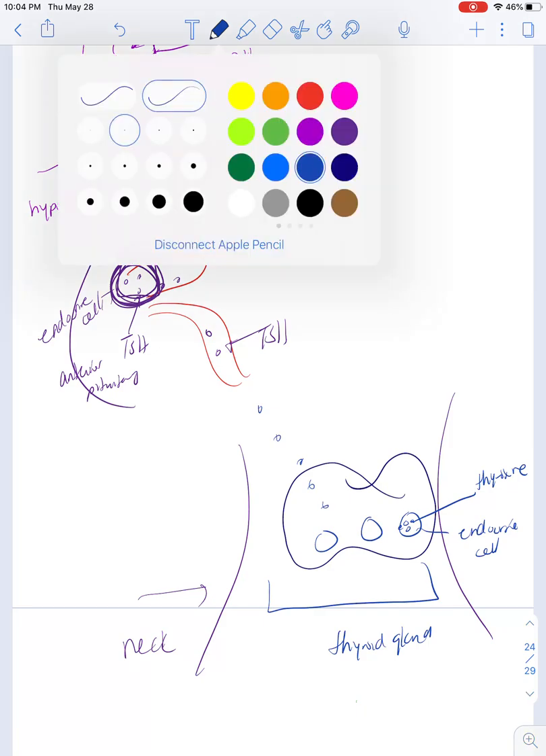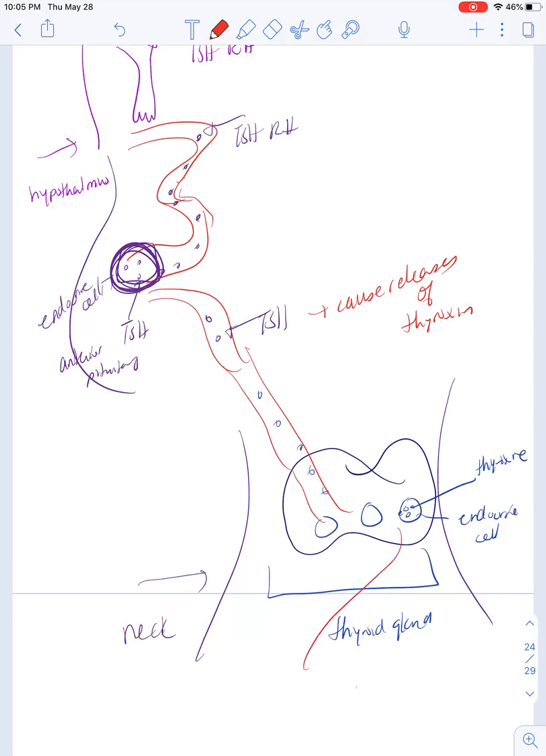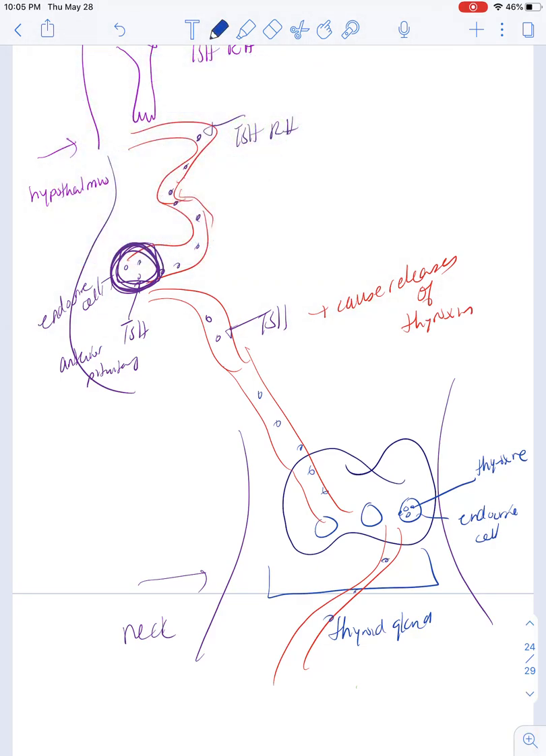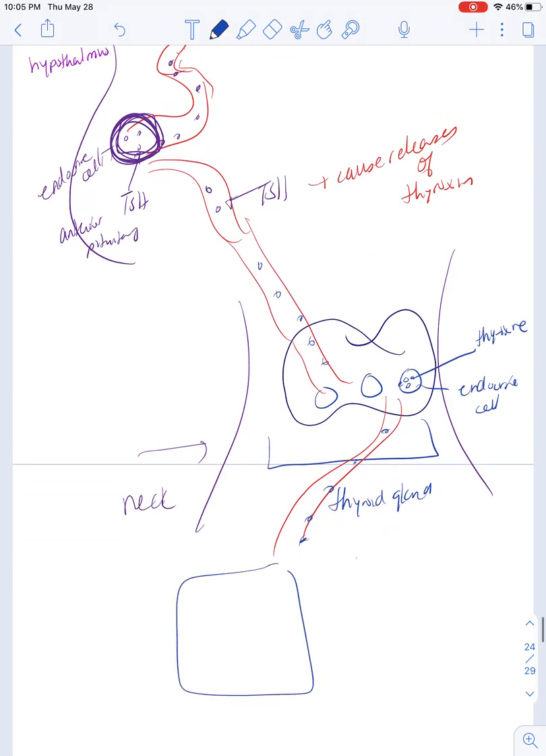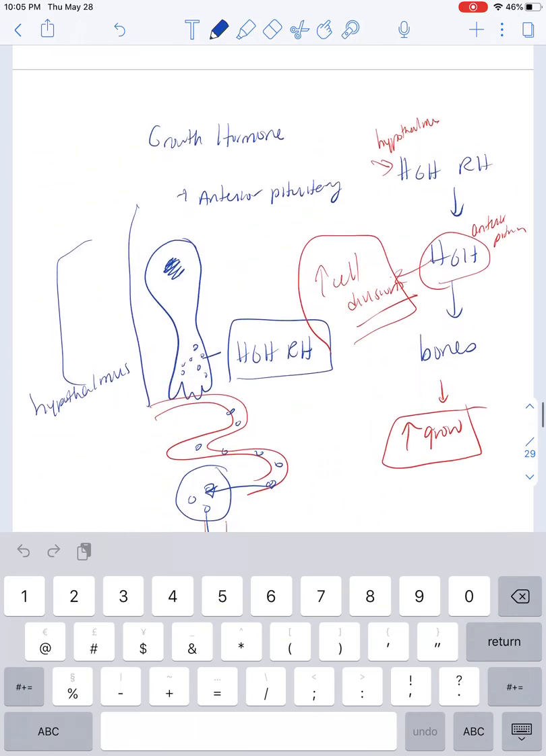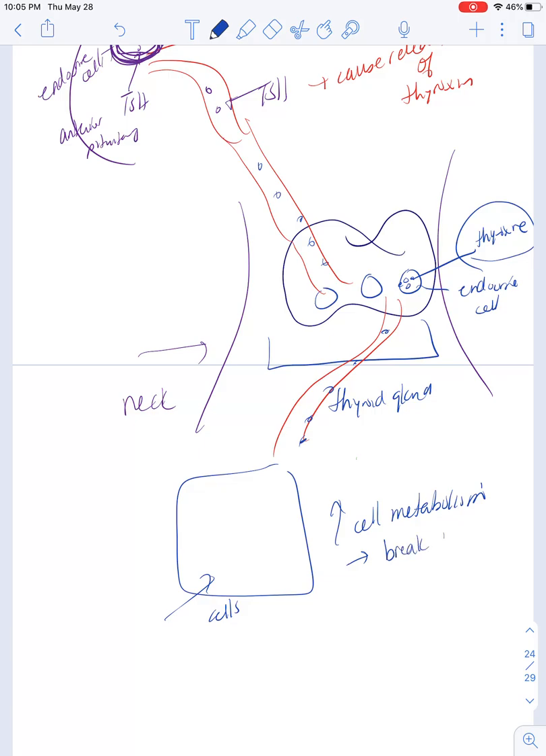So TSH is actually causing, okay, so here we go, TSH causes the release of thyroxine. Okay, so here's the thyroxine. It's being released by that TSH. And thyroxine actually targets your cells, and thyroxine increases cell metabolism. And that just means you start to break down sugar faster.